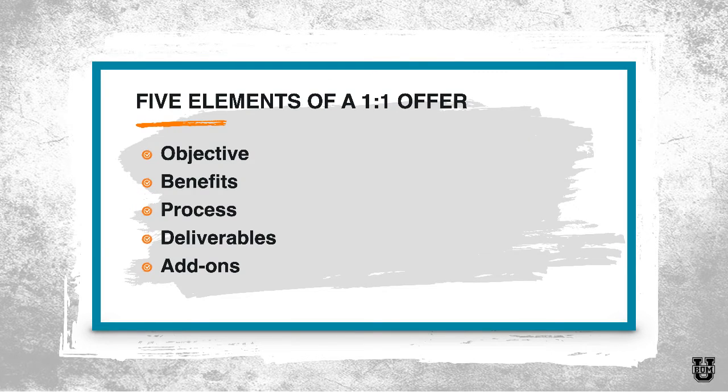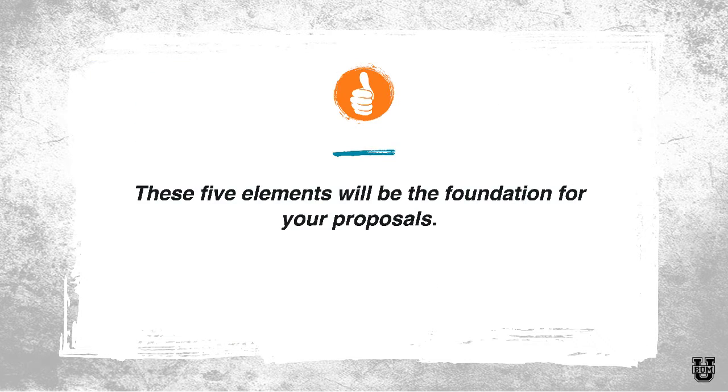So with that, let's talk about the 5 elements of a one-on-one offer. And they are the objective, the benefits, the process, the deliverables, and the add-ons. And we're going to go through these one-on-one. And these 5 elements, once you're really clear on what the elements are of your one-on-one offers, that's going to form the foundation for your future proposals.